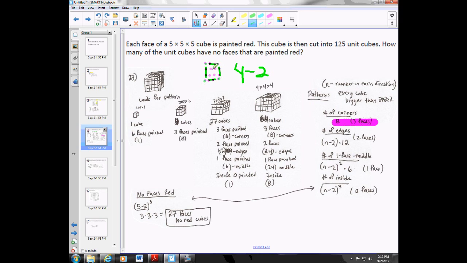So it's 4 minus 2, which is 2, and then squared. So it's always like a little square. So we have 1, 2, 3, 4. That's why we have 4. And then there's always 6 faces, so you multiply that times 6.